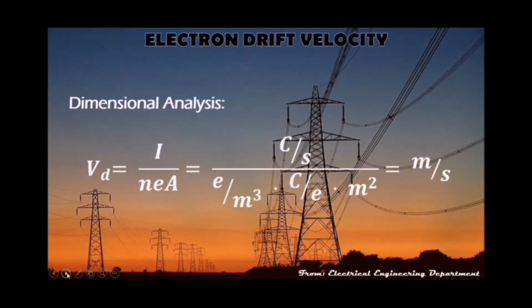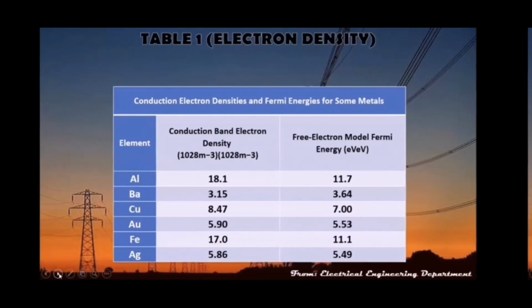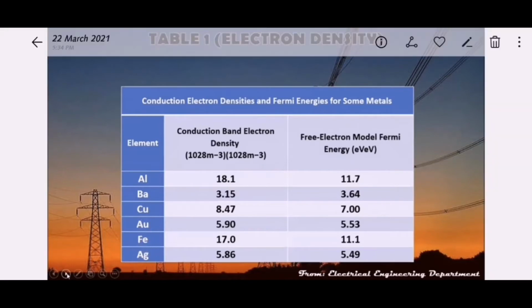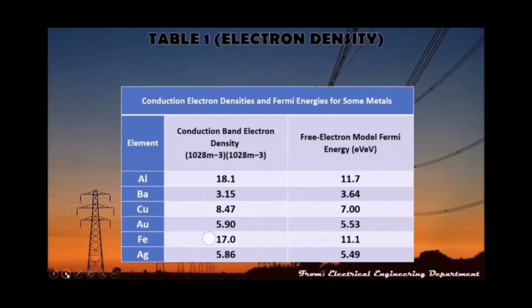electron drift velocity. Ito yung dimensional analysis ng electron drift velocity. Tingnan natin, makikita natin siya dito sa screen. And next po natin is yung table 1, electron density, yung conduction electron densities and Fermi energies for some metals. Ito yung mga elements niya, tapos yung conduction band and electron naman. Tapos yung free-electron model, Fermi energy, small letter E, EV.